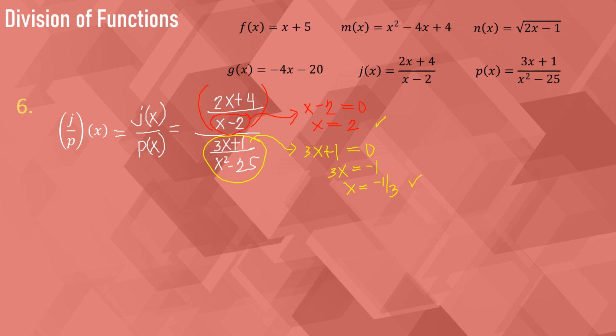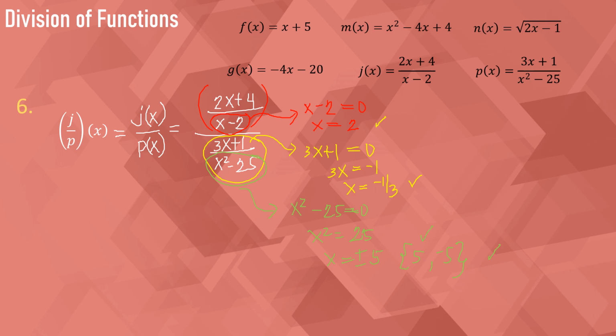Now, move tayo dito sa x squared minus 25. X squared minus 25 equated to 0. X squared is equal to 25. X is equal to positive or negative 5. So, ibig sabihin dito, bawal ang 5 at negative 5. Okay. So, 4 ang bawal gamitin.